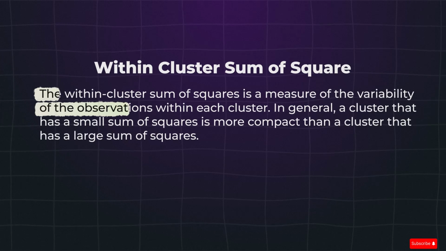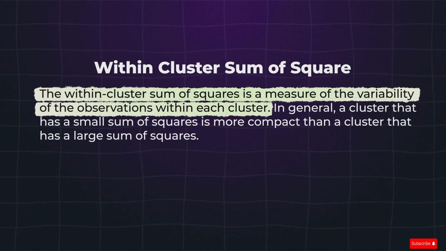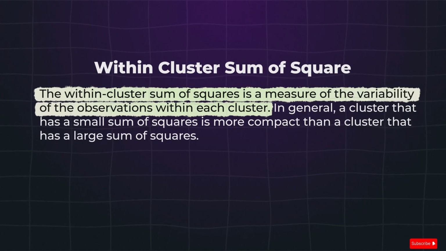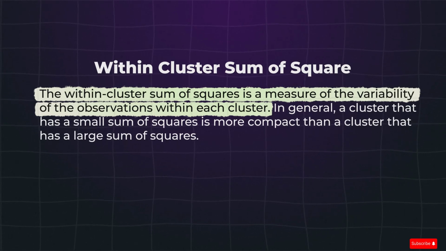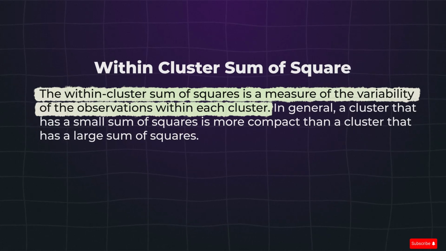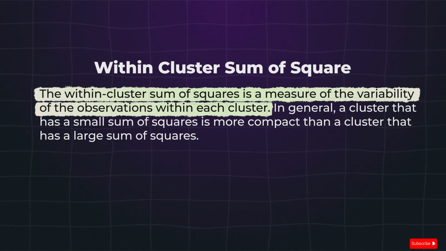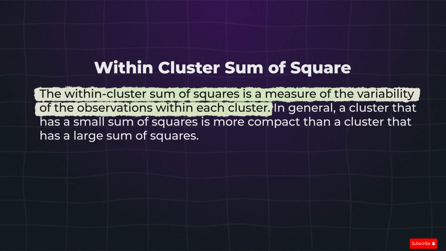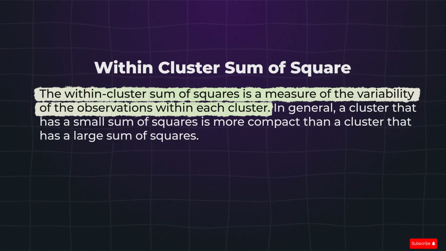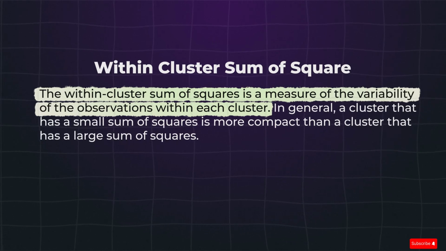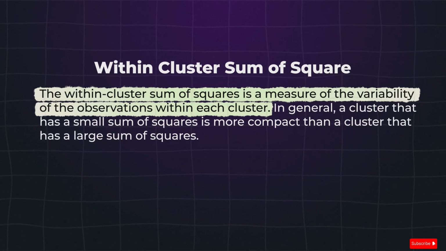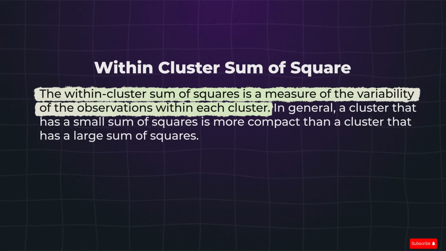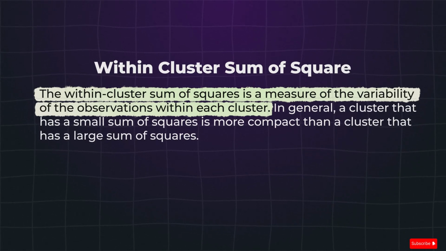So what is within cluster sum of squares? The within cluster sum of squares is a measure of variability of observations within each cluster. In general, a cluster that is more compact has a lower sum of squares than a cluster that has a large sum of squares. So, in simple terms, WCSS is inverse to the number of clusters. If one is large, the second one will be less. So these are reciprocal: if one is increasing, then the second one will be decreasing. I hope you understand our definition. I will explain it in the graph later.